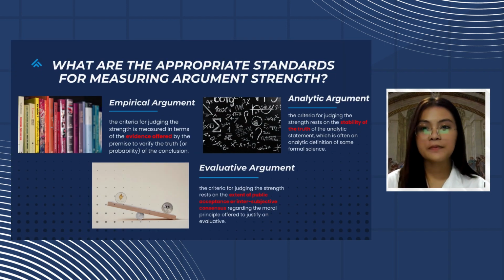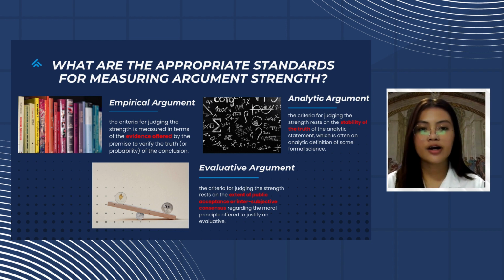And then lastly, the appropriate standards for measuring argument strength. So we have three types of arguments, right? So we have three different standards for measuring the strength of the argument for each. For an empirical argument, the criteria for judging the strength is measured in terms of the evidence offered by the premises to verify the truth or probability of the conclusion.